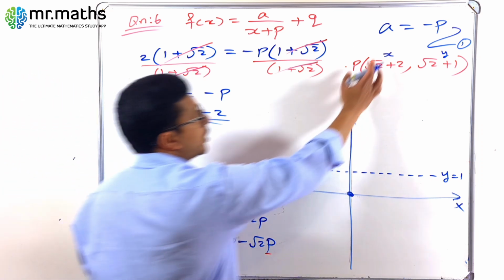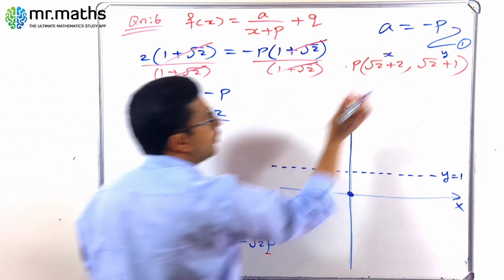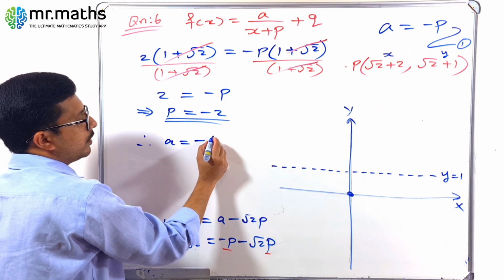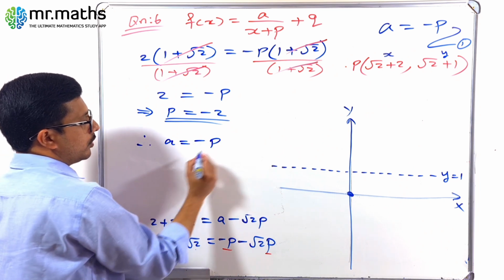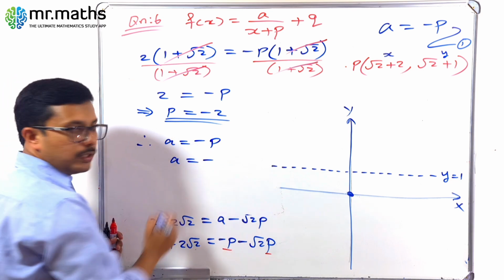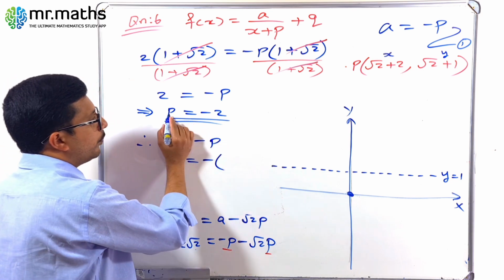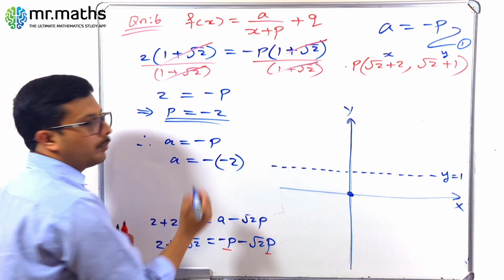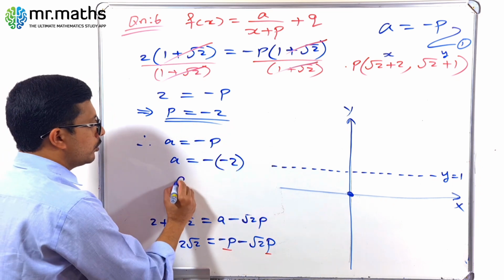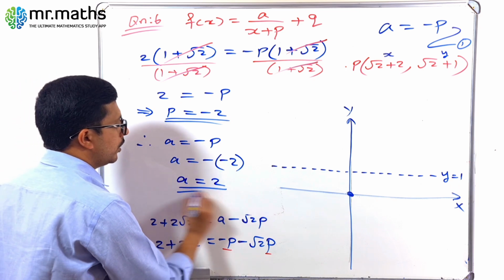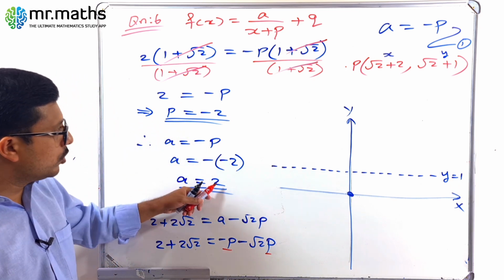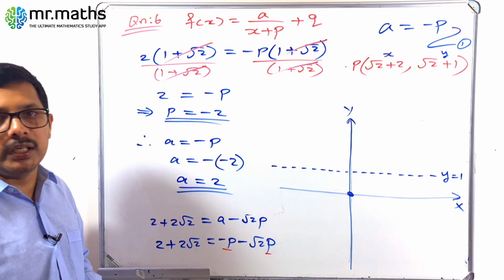So what is the expression for a? A is equal to minus p. Therefore a is equal to minus p. So look at how I am going to write. A is equal to, this minus is this one. Then what is the value of p? P is minus 2. So minus times minus is positive. So it means that the value of a is equal to positive 2. So the value of a is 2 and the value of p is minus 2.